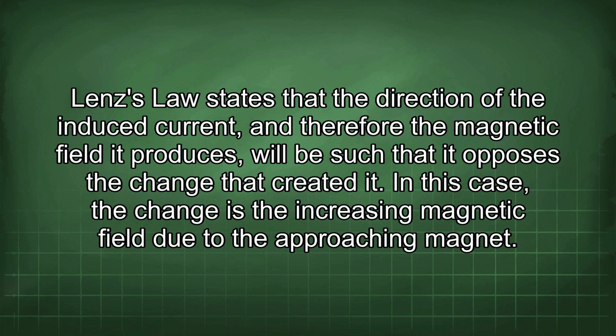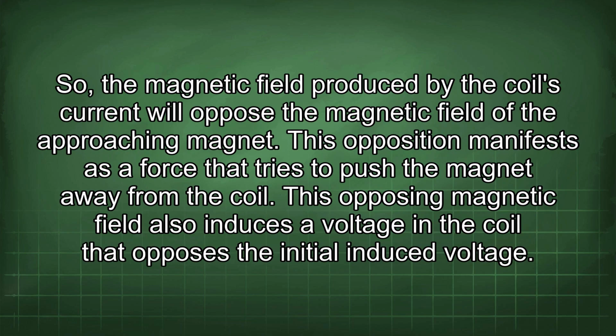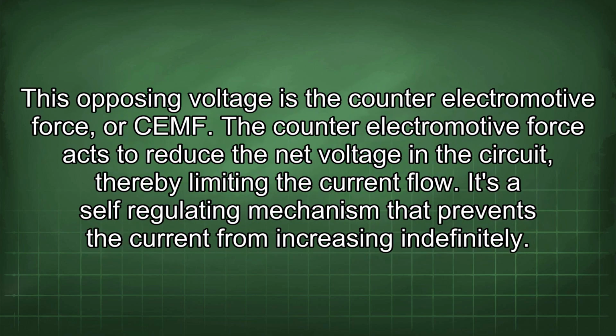In this case, the change is the increasing magnetic field due to the approaching magnet. So, the magnetic field produced by the coil's current will oppose the magnetic field of the approaching magnet. This opposition manifests as a force that tries to push the magnet away from the coil. This opposing magnetic field also induces a voltage in the coil that opposes the initially induced voltage. This opposing voltage is the counter-electromotive force, or CEMF.